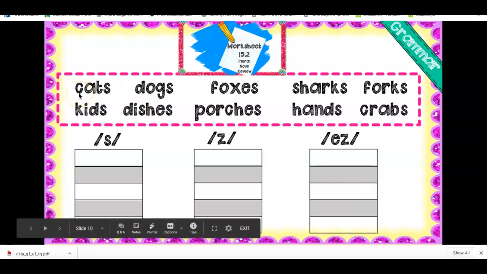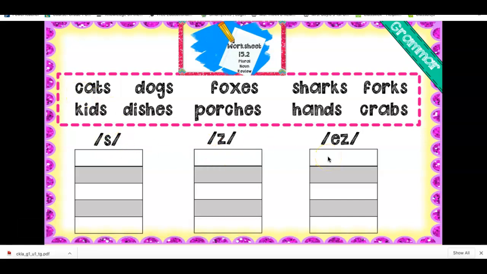When you read a word, if you're not sure what sound comes at the end, try it each way. Let's look at cats. If I read this, I'm going to pretend I don't know how to read this word. I know it's cat, but I don't know if it's cat is. No, that doesn't sound right. Cat z. No. Cats, that sounds correct. So if it doesn't sound correct, then you need to try it a different way.